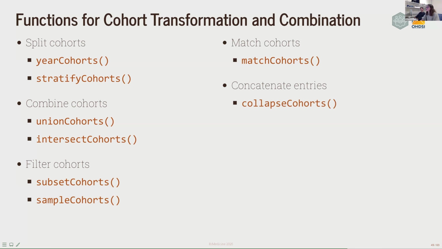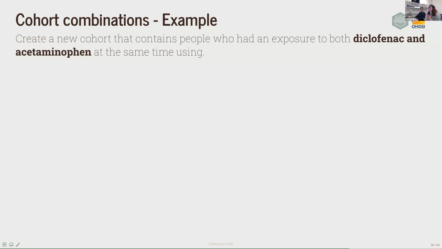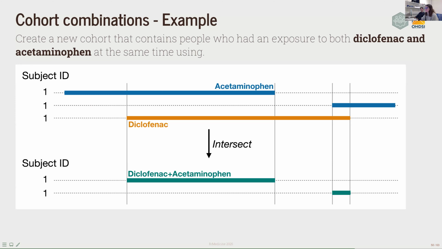We have also the collapse cohort function to concatenate entries that are within a certain number of days. So if 2 entries are within 5 days, you can merge them into one, for instance. And finally, some utility functions to rename and copy cohorts. So as an example, we are going to create a new cohort that contains people who had an exposure to both diclofenac and acetaminophen at the same time.